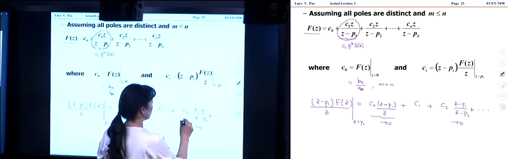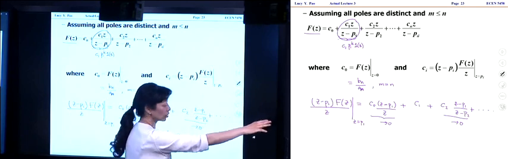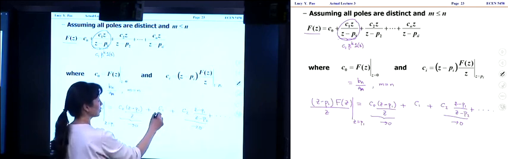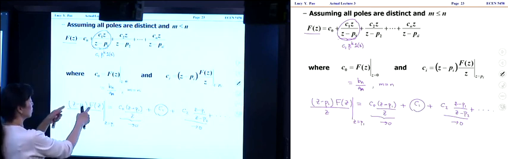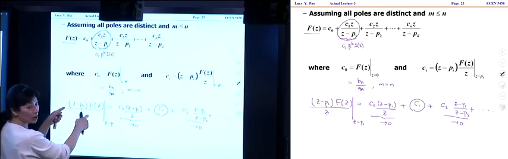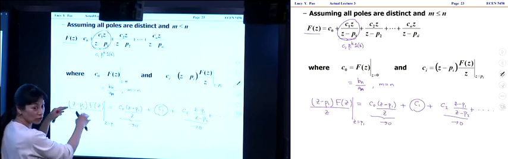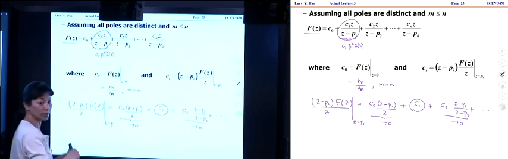This will go to 0, this term. All of these terms will go to 0. You just have c1 left on the right-hand side. On the left-hand side, it doesn't work out to 0 because f of z has in its denominator a factor of z minus p1. So those will cancel out. So you get something non-zero on the left-hand side.